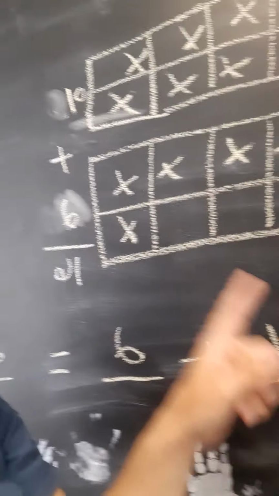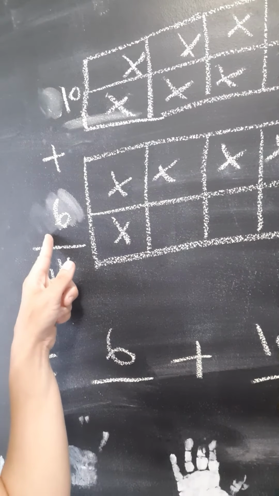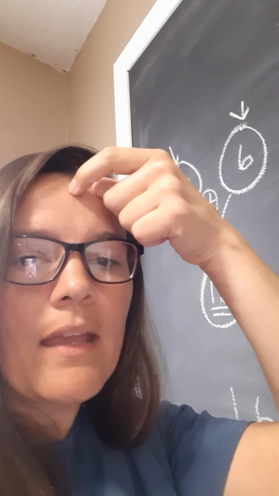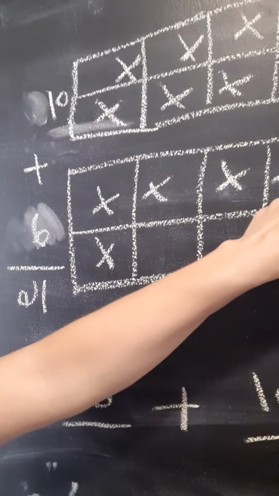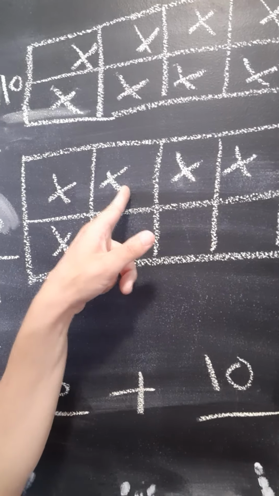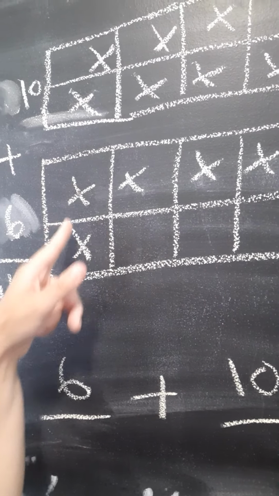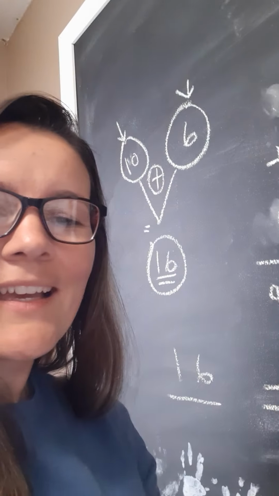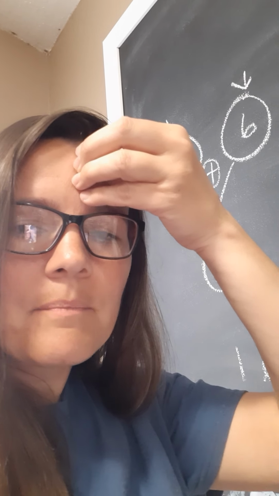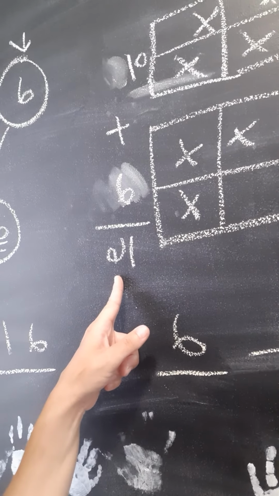After I do that, how many more do I have to count? 6. So I'm going to say 10's in my head. 10, 11, 12, 13, 14, 15, 16. So see how I got that? I put the big number in my head and I counted on, and then I got my answer, 16.